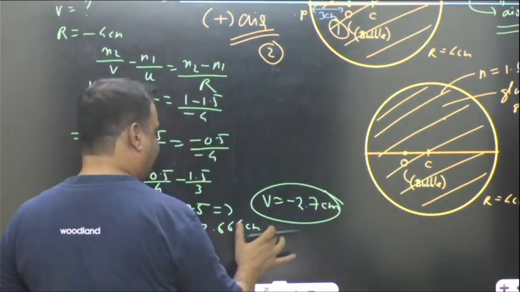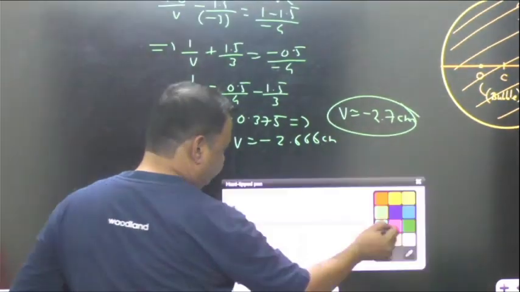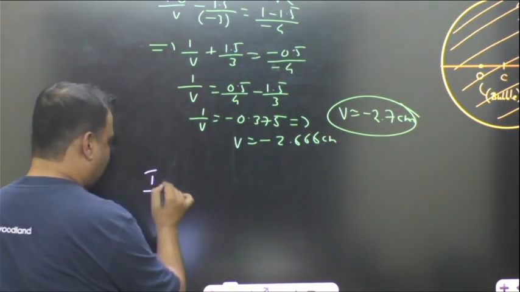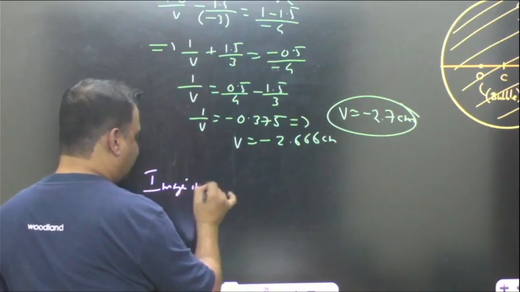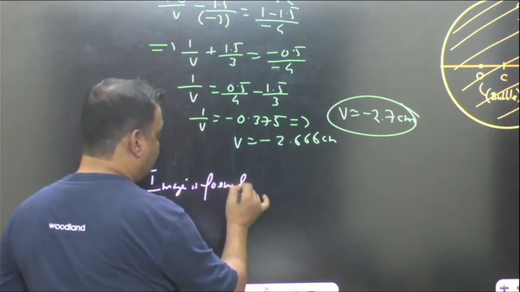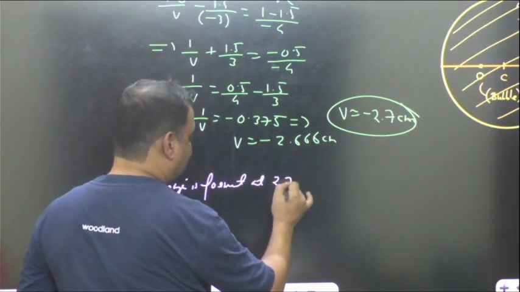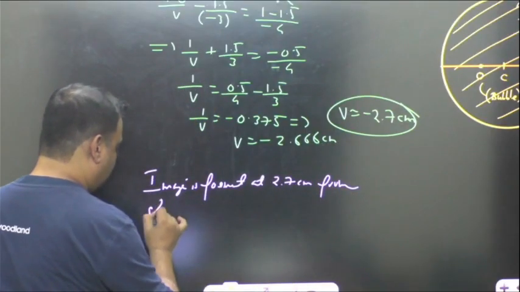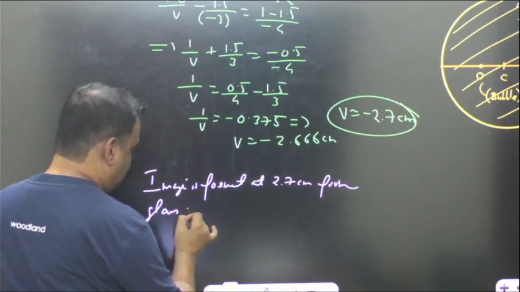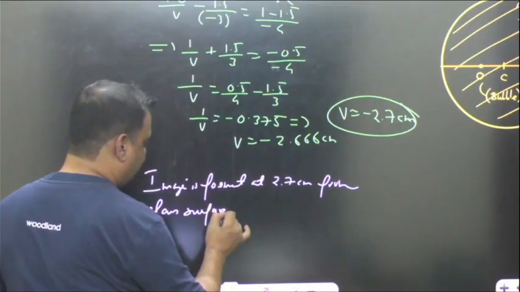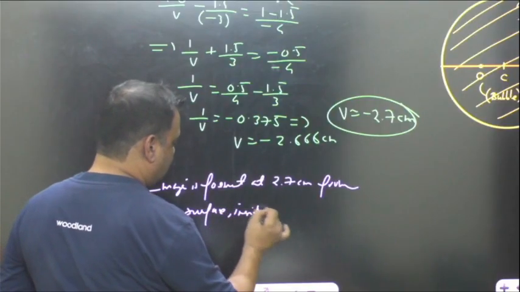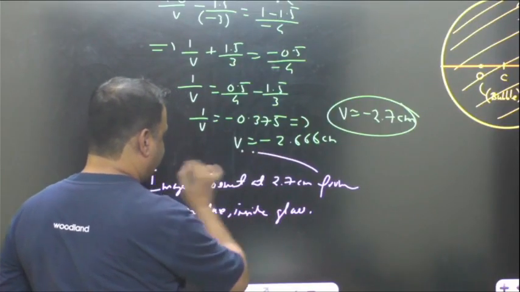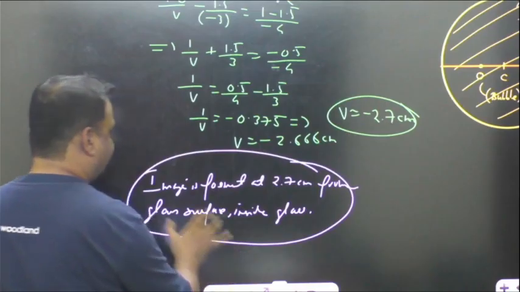So in case A, you can write: image is formed at 2.7 centimeter from the glass surface, inside the glass. That is the answer.